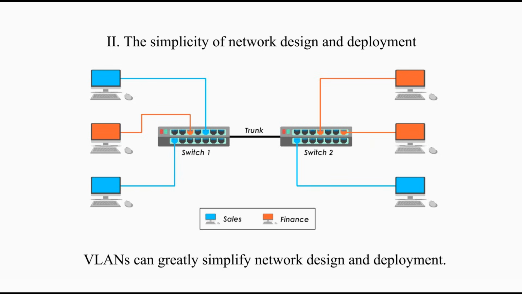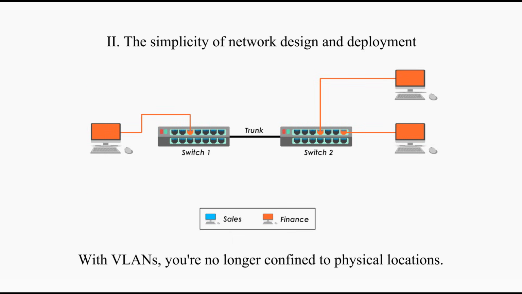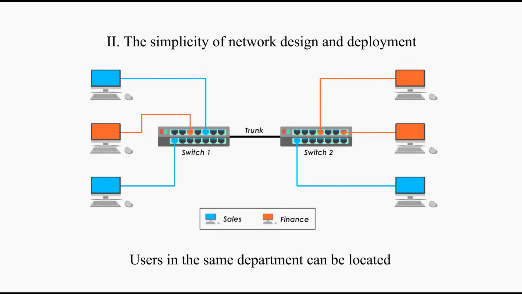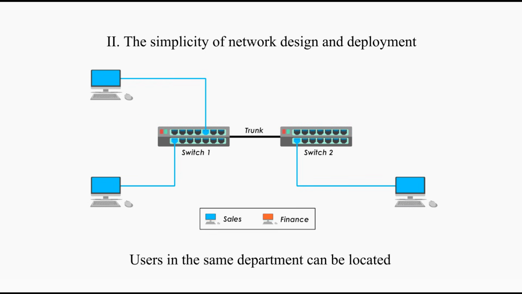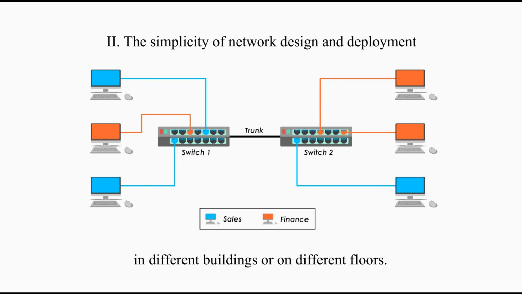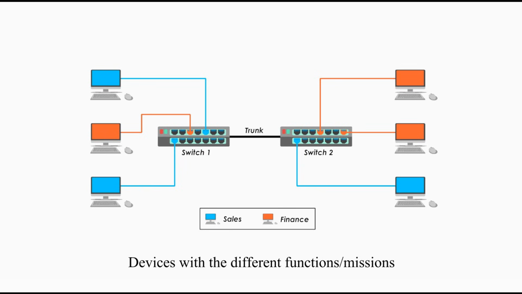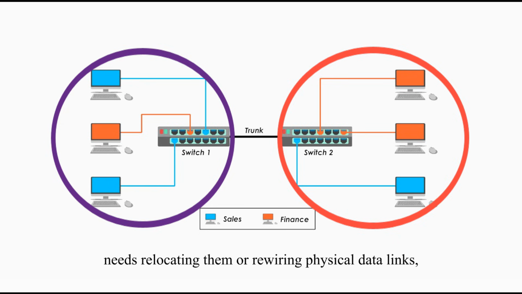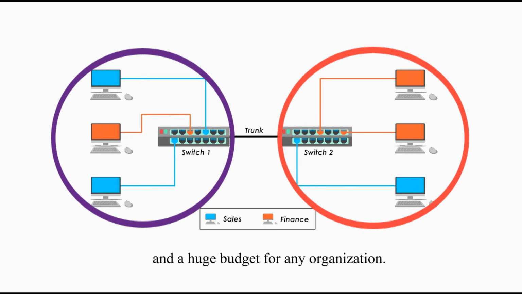The second reason is VLANs can greatly simplify network design and deployment. With VLANs, you are no longer confined to physical locations. Users in the same department can be located in different buildings or different floors. Devices with different functions or missions can be connected to the same switch. Without VLANs, reorganizing users or computers needs relocating them or rewiring physical data links, which would require hours of labor and a huge budget for any organization.